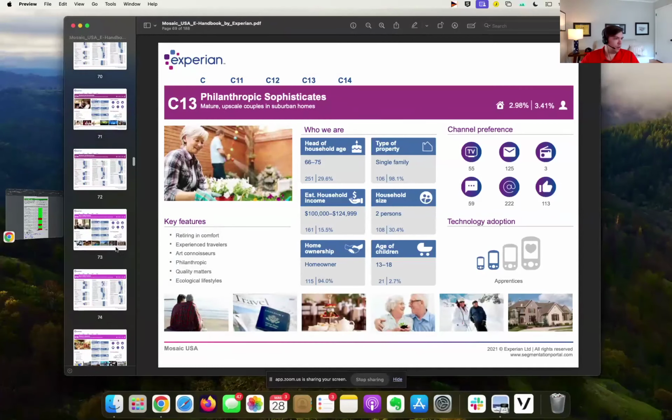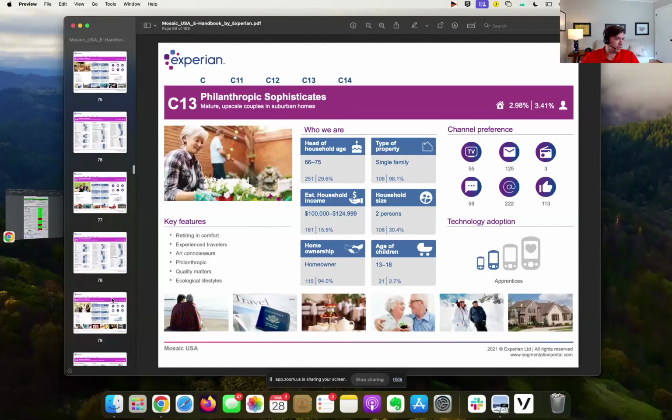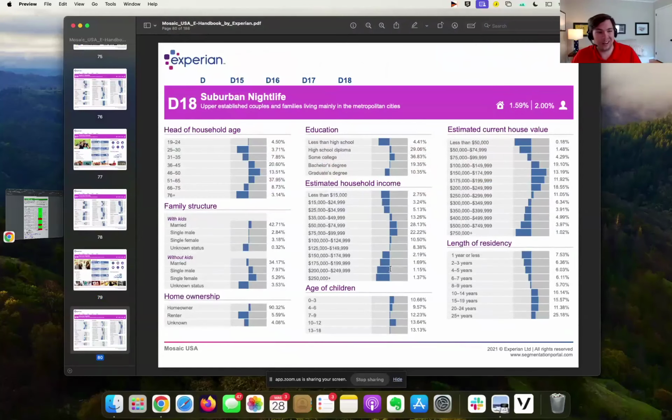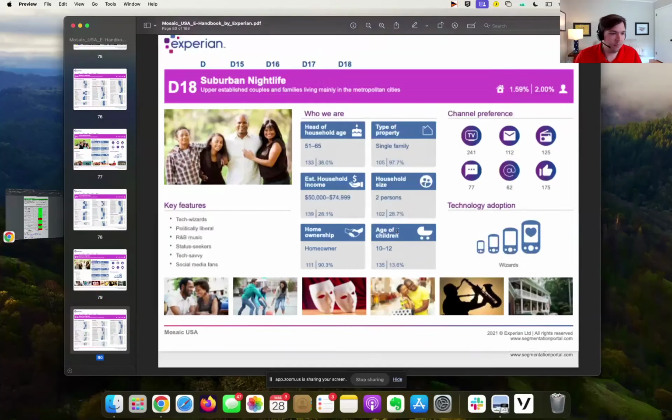So if I scroll down, bear with me for just a second. D18, suburban nightlife, upper established couples and families living mainly in metro cities. Over a third of these are typically between the ages of 51 and 65. 90% of them are homeowners. Their kids are typically in the age range of 10 to 12. And this is just a highlight. If I scroll down, there's a lot more data on these people that we can use. But I just wanted you guys to know that.